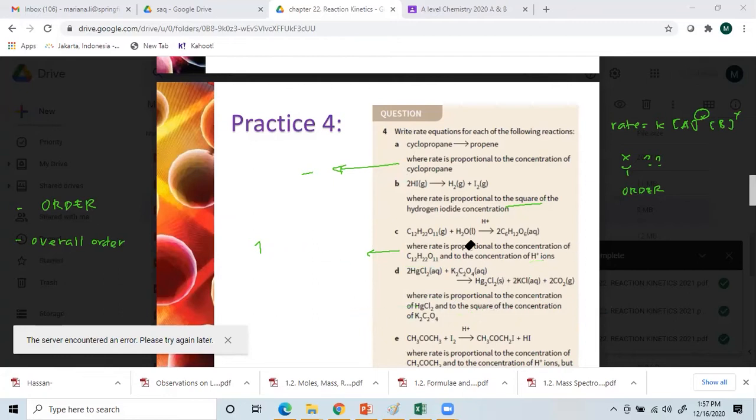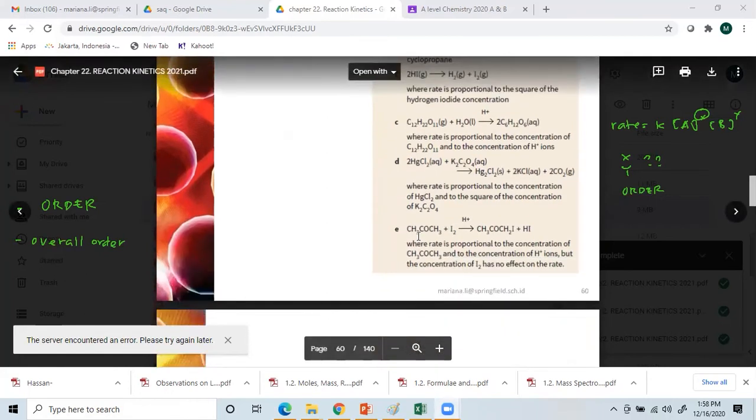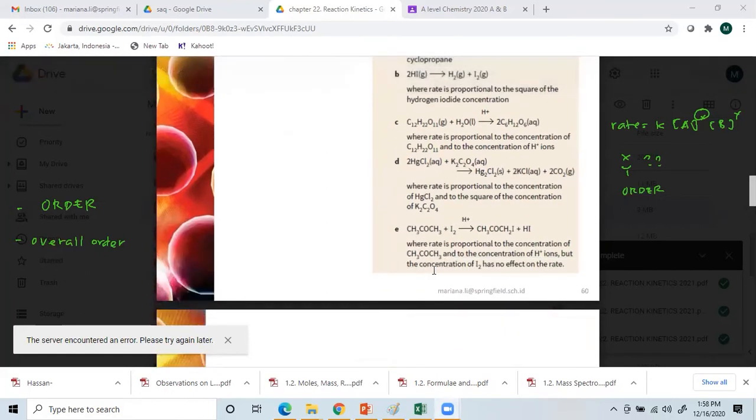Okay, the last is E. So the order for the propanone is 1. For I2 it is 0 because it has no effect on the rate, and for H plus it is 1. So the overall order is 1 plus 1, which is 2. So this is how we decide the order of reaction and the overall order.